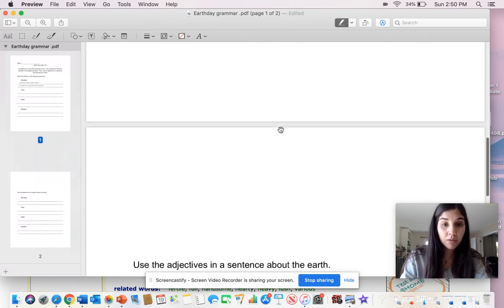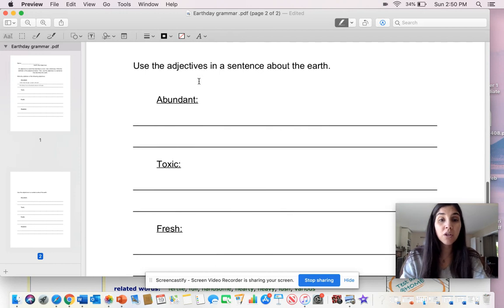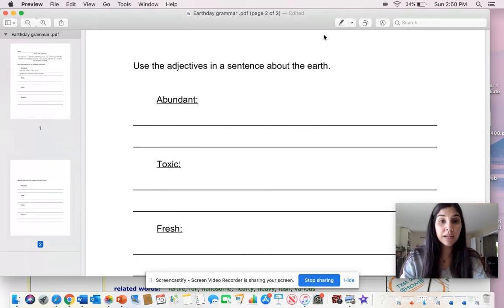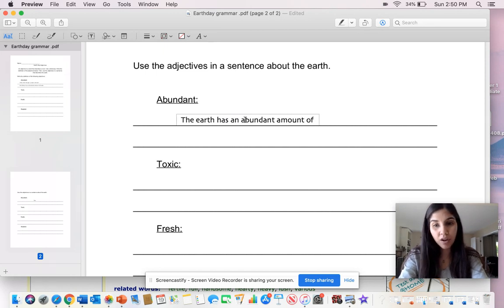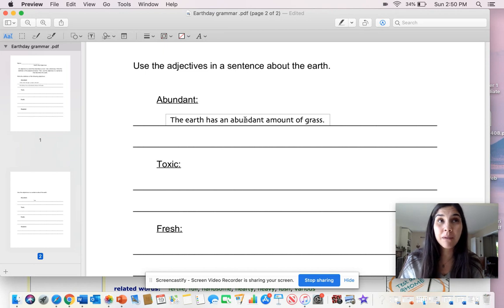And then I'm going to go down here to my next page, and I'm going to use the word abundant in a sentence about the earth. So I can say, the earth has an abundant amount of grass. If you think about all the grass that you've seen all around, everywhere, probably in every country of the world. Well, maybe not every country in the world. Most countries in the world have grass.